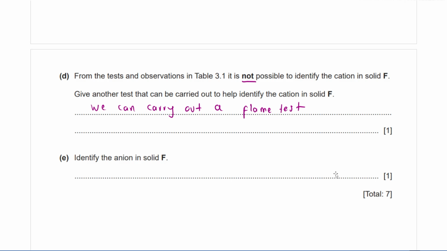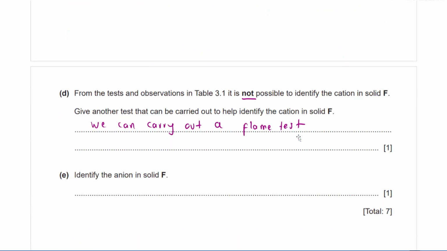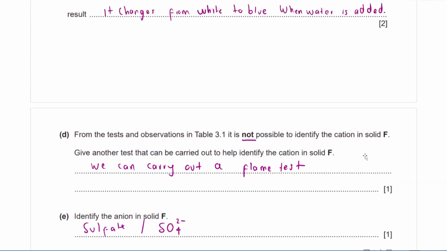Okay, and the last question is to identify the anion in solid F. And as we did before, we know that the anion in solid F is sulfate. So you can put sulfate, or you can put SO4 2-. And that's it. It's pretty easy.